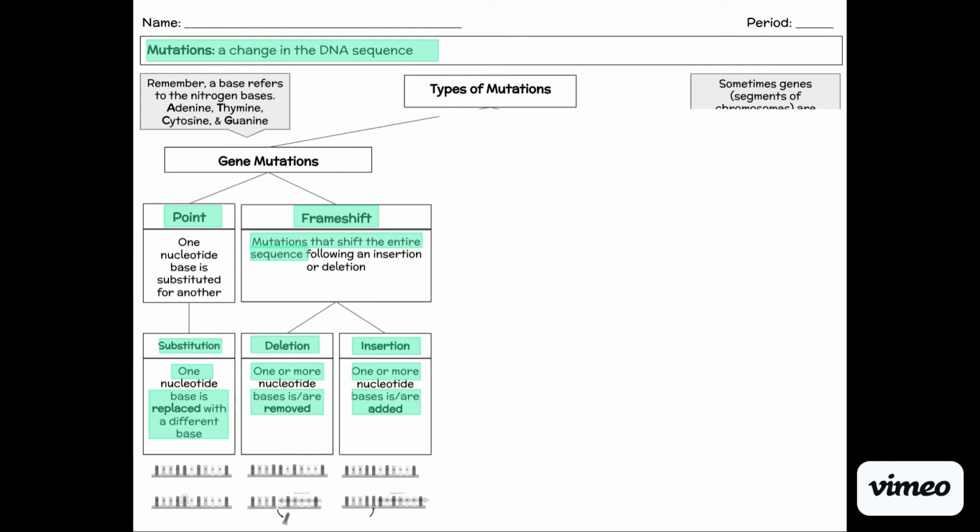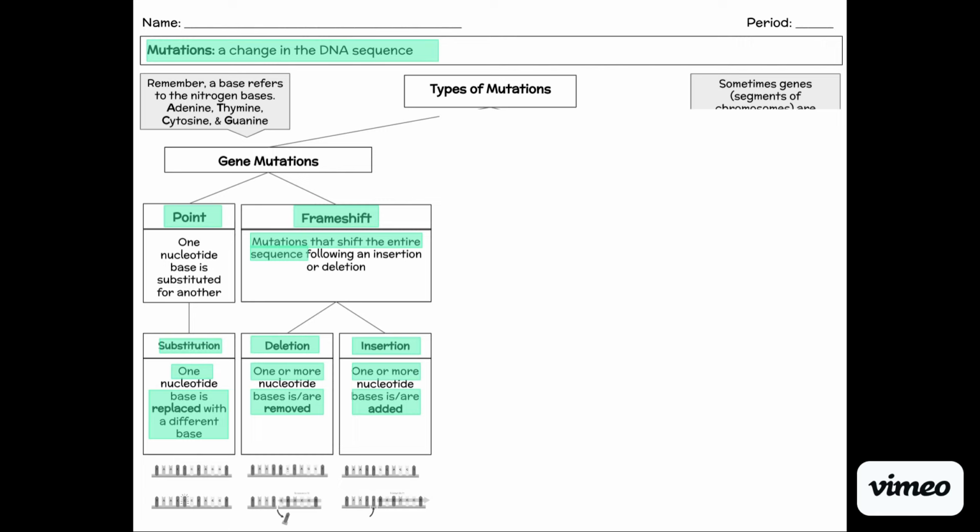Remember, DNA has 4 nitrogen bases: adenine, thymine, cytosine, and guanine. Think of them as the alphabet of our genetic language. So changing the sequence of the letters can change the outcome of how a gene is expressed, just like how a typo can change the meaning of a message.